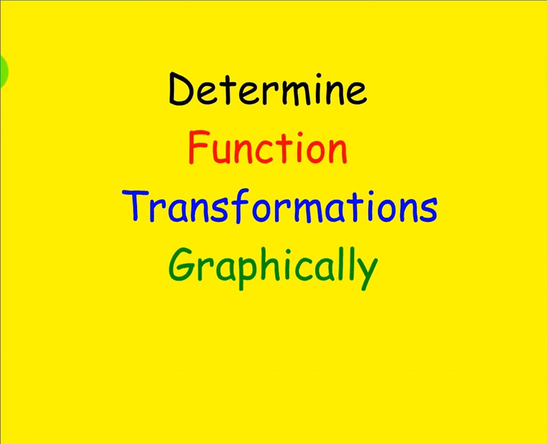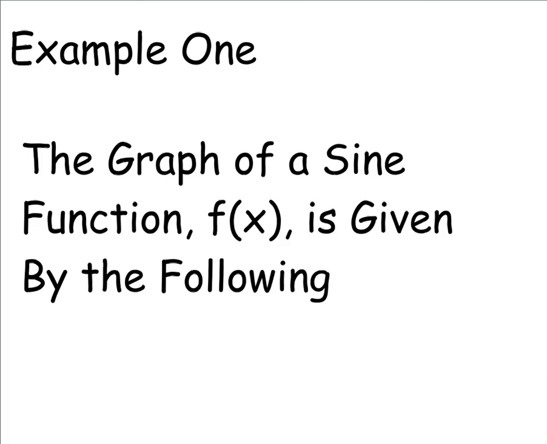Okay, now we're going to be doing the reverse. We're going to be given a graph and we're going to have to determine what the function transformation was from the parent graph. Pretty interesting. It's the reverse of what we just did, where we're given an equation and we have to figure out what the graph is. So the graph of a sine function f of x is given by the following.